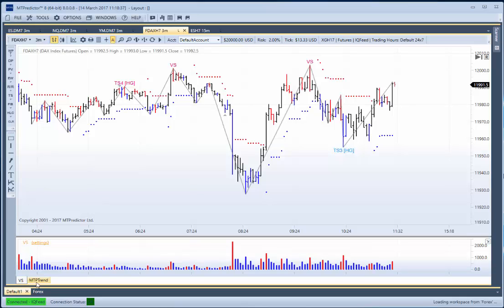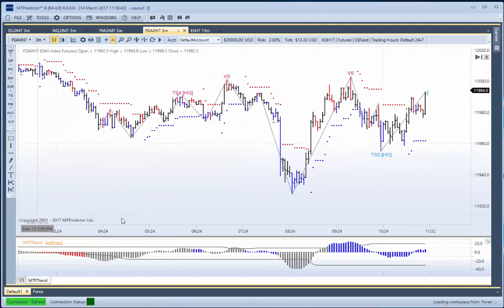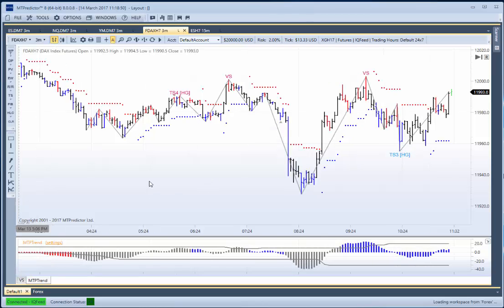But I want to look at the 3-minute chart of the DAX today and show you how the higher time frame chart would have enhanced particularly your trade management of this VS sell setup here. But let's have a look at the earlier trade setups to see how they would unfold as well.